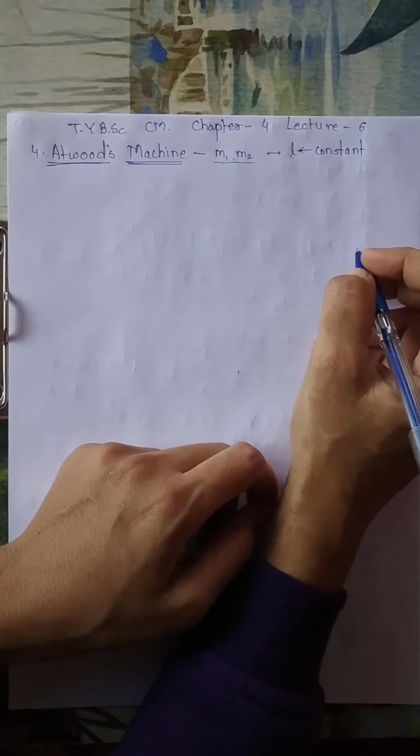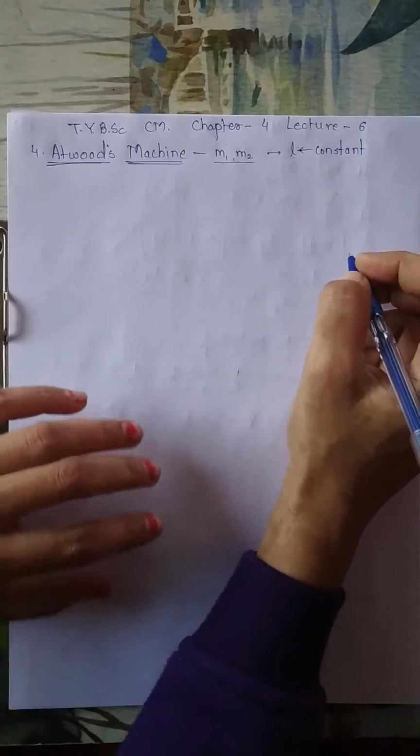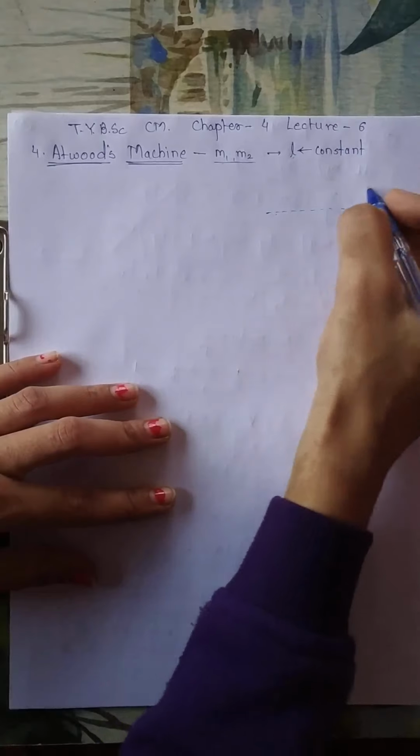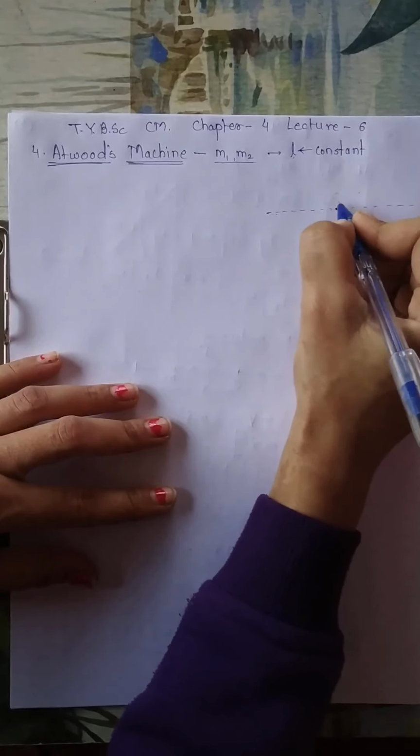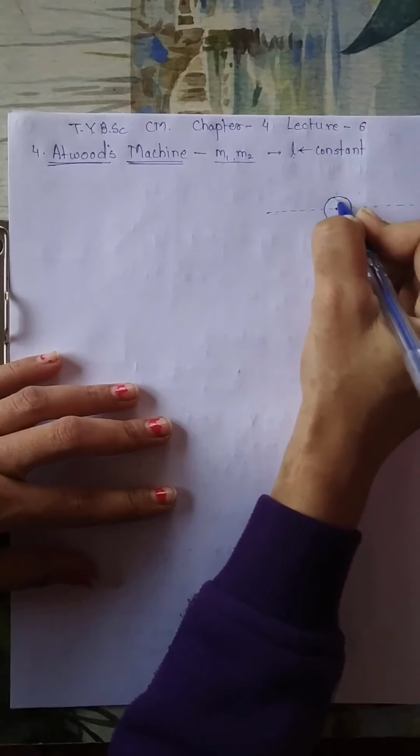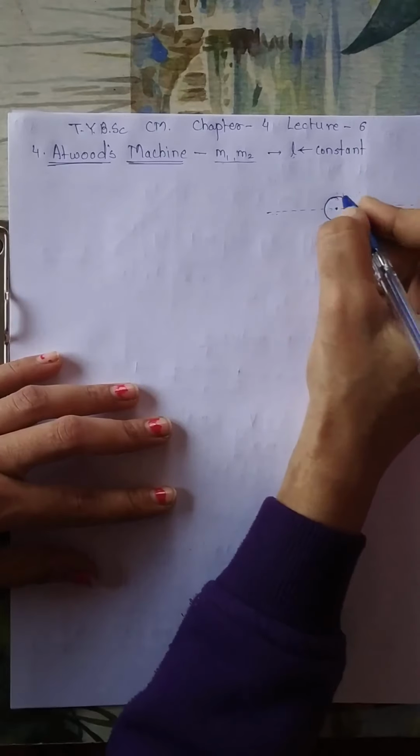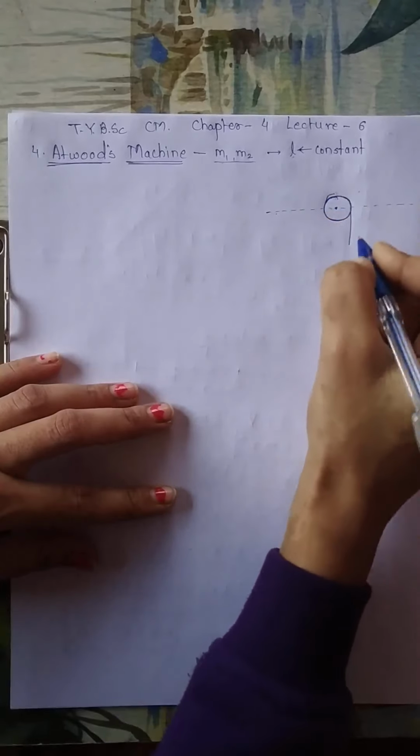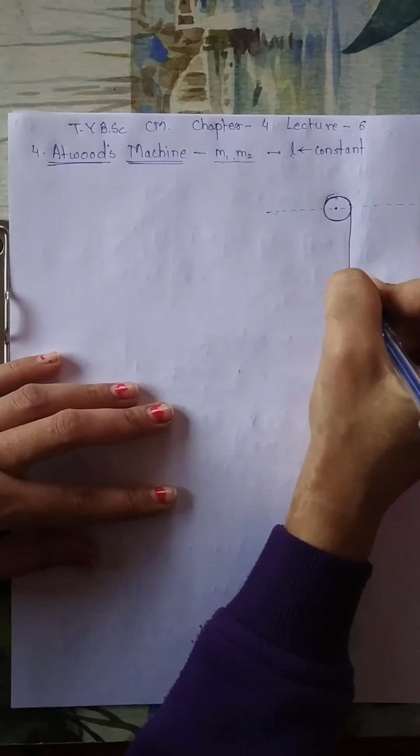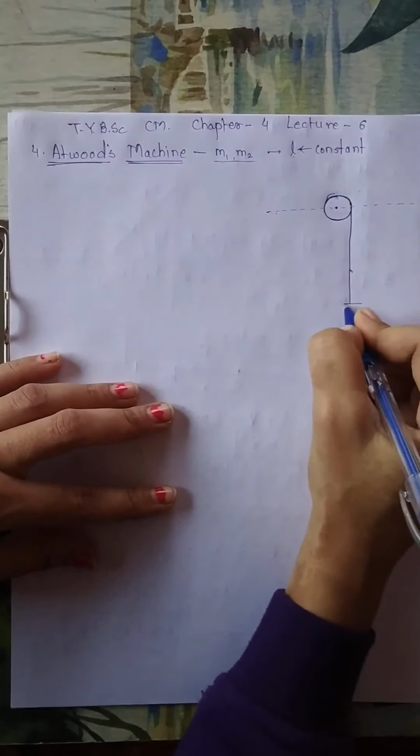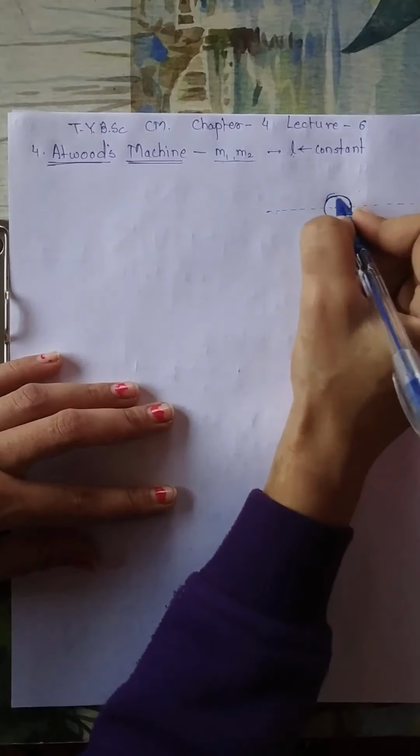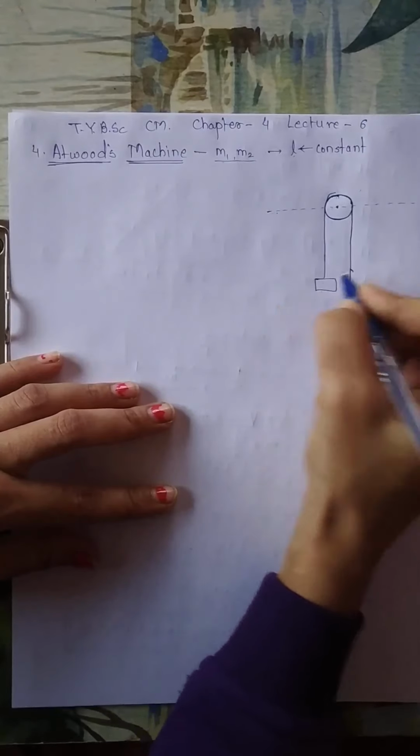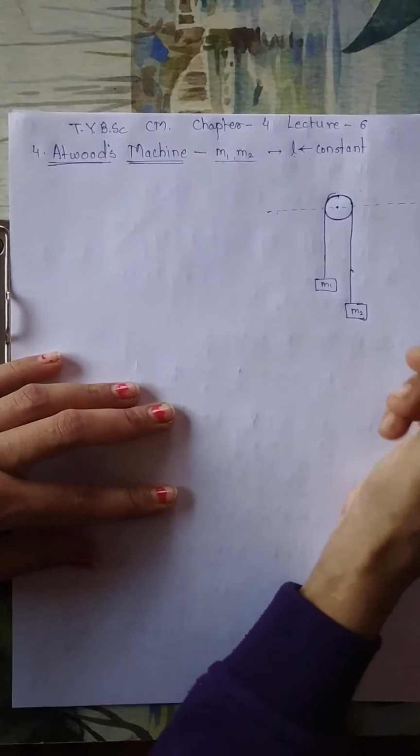So the two masses hang on two sides of the pulley. How does the picture look? Let me take this as a reference line. Here, if this is the center and this circular part represents the pulley, then over this pulley there will be a light inextensible string. Through this string, two masses are attached on two sides of the pulley. Let me draw. Here is another mass. Let's say this is m1 and this mass is m2.